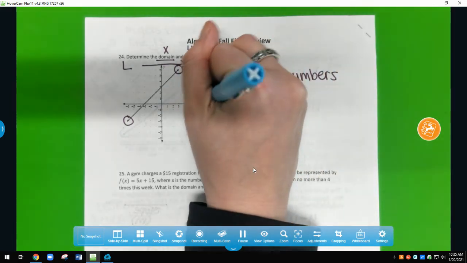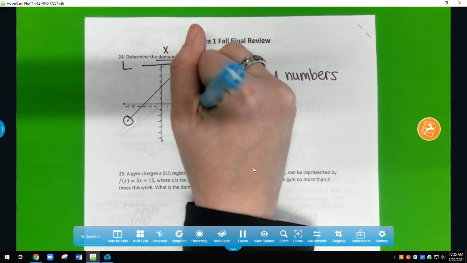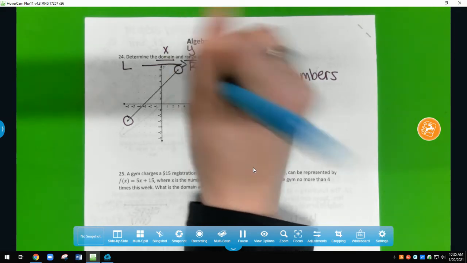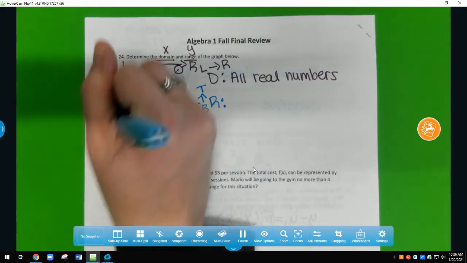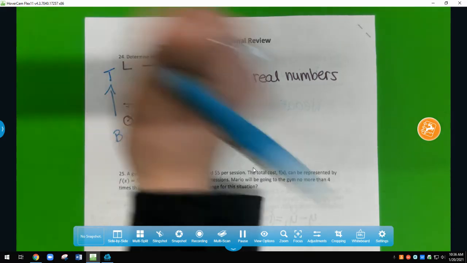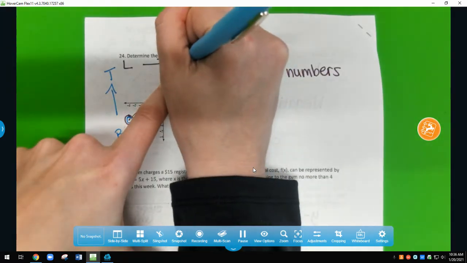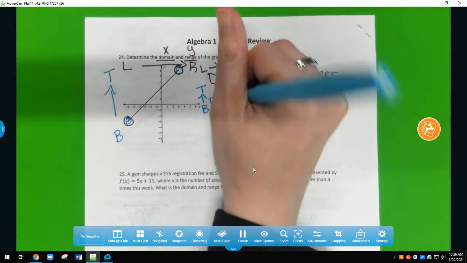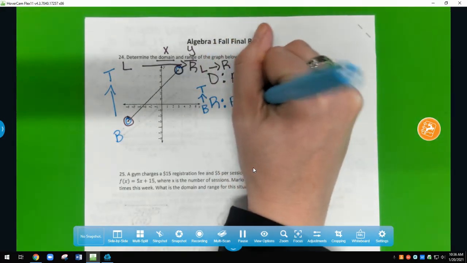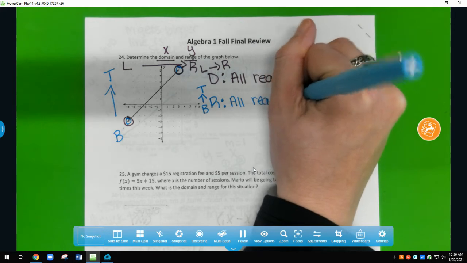Okay, so for the range, that's when we go bottom to top. So I'm going to look at the bottom, go all the way to the top. So at the bottom, I see an arrow. At the top, I see an arrow. Same thing, all real numbers.